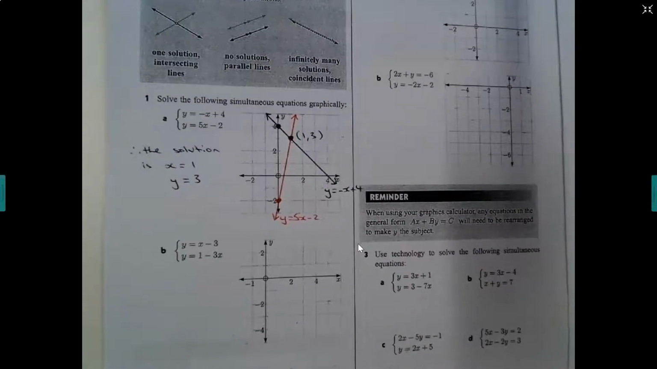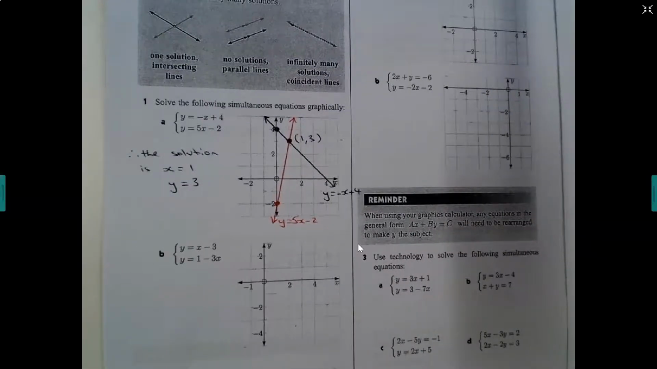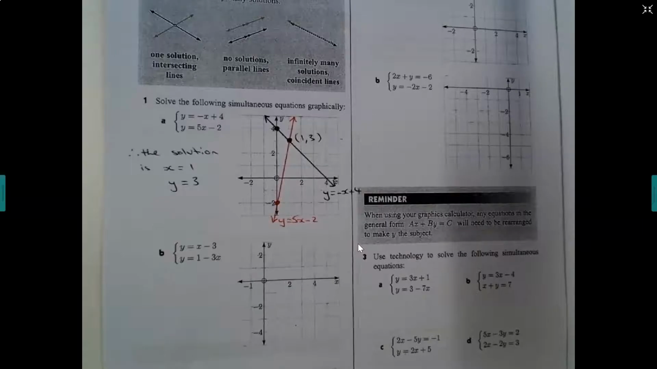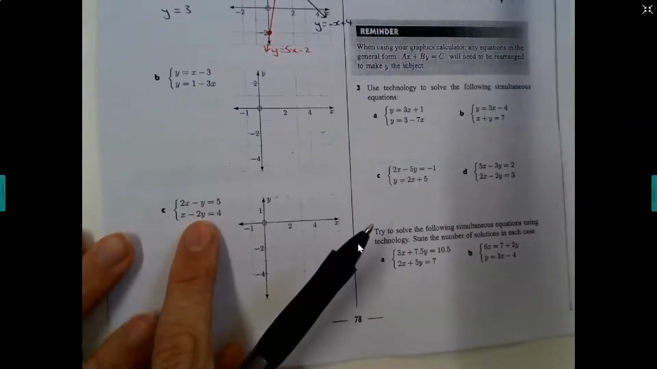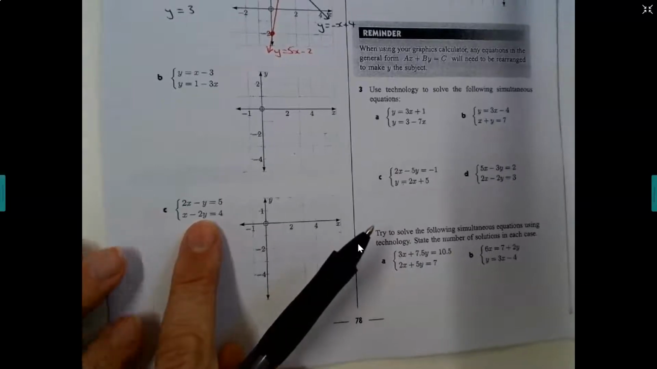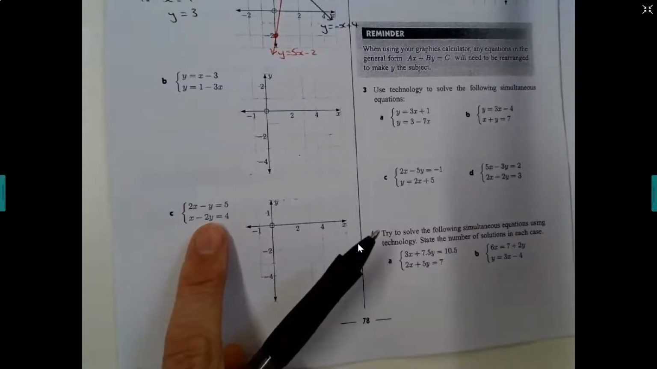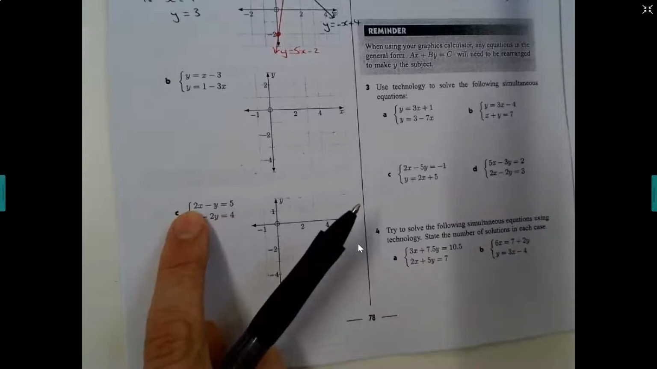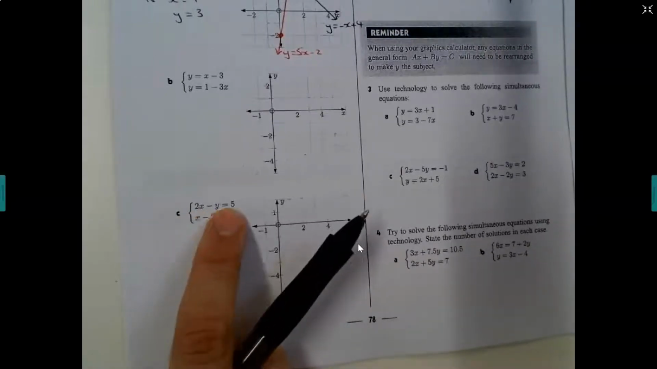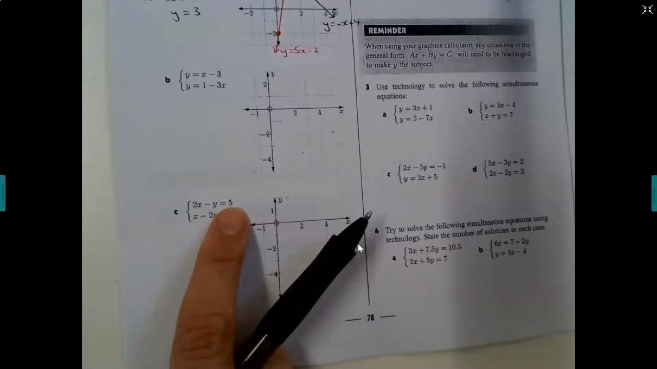All right, so that's how we do a graphical solution. I'm not going to do the other ones because they're going to be practice for you. With C, is this in gradient intercept form? No. So when we have a graph that's not in gradient intercept form, we can't just say that the number in front of the x is going to be the slope and that the constant value is the y-intercept.